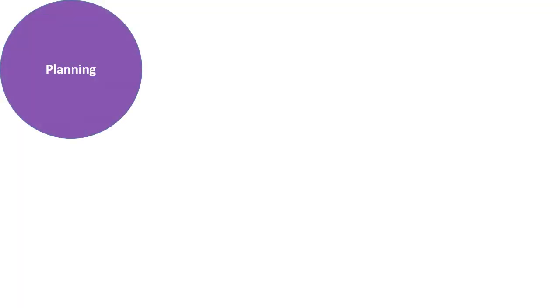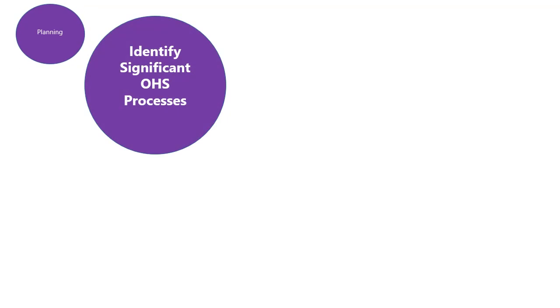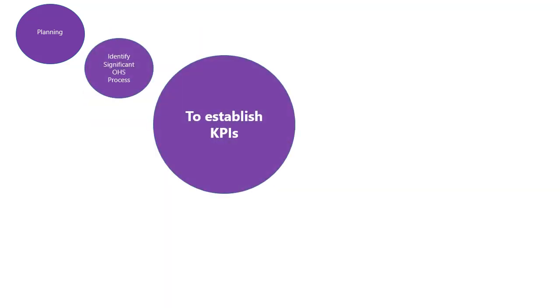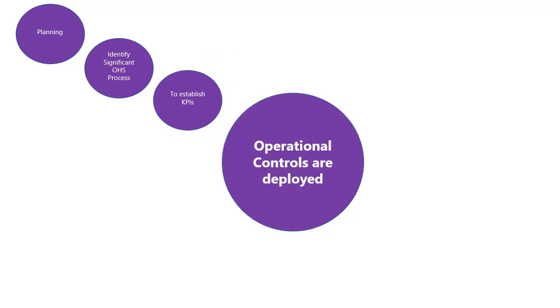Consider planning the first step. Planning is carried out keeping in view what the OHS management system needs to achieve, that is its intended outcome. So keeping this in mind, significant OHS processes are identified whose performance shall be crucial in achieving the intended outcomes of the OHS management system. Once significant OHS processes have been identified, the next step shall be to establish the KPIs or key performance indicators for all the significant processes. This step shall help in establishing what needs to be measured so we do not waste resources in measuring and monitoring the insignificant things, as measuring alone cannot help improve the performance.